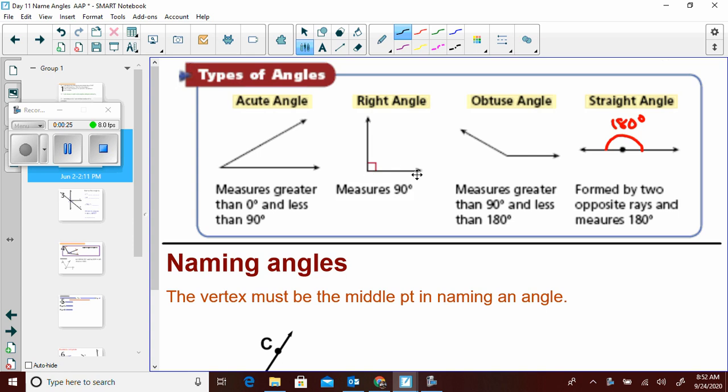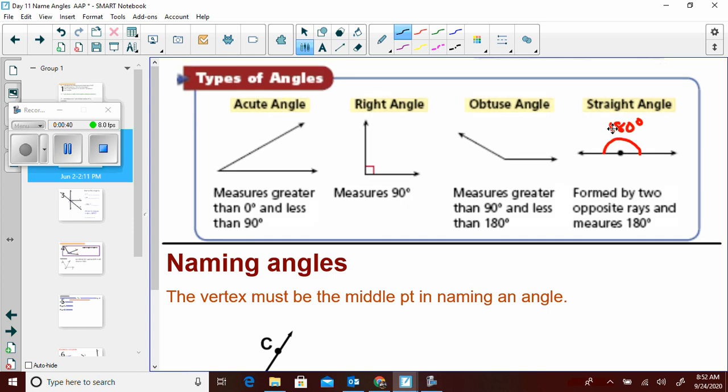A right angle is 90 degrees, shown by this little box at the vertex. A straight angle, it's basically a line, is 180 degrees, and it's formed by two opposite rays. So here's one ray going this way, and there's one ray going that way. It is just a straight line, 180 degrees.